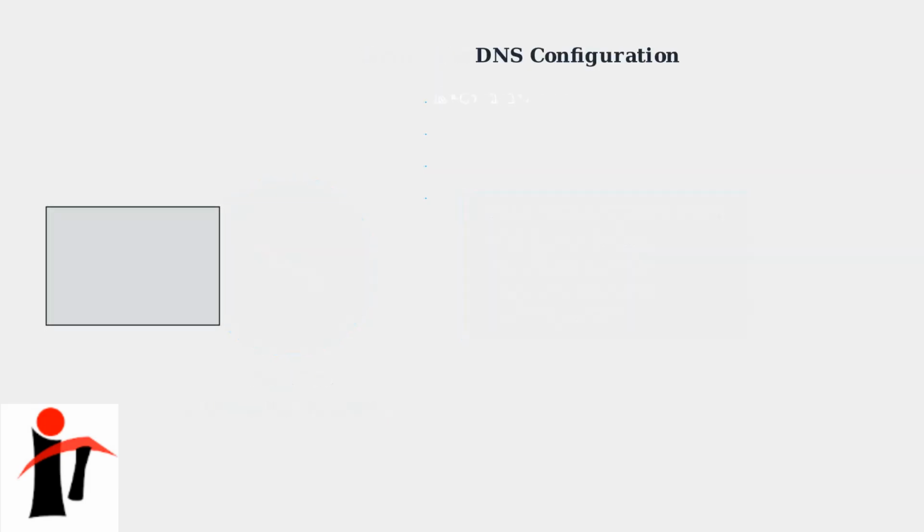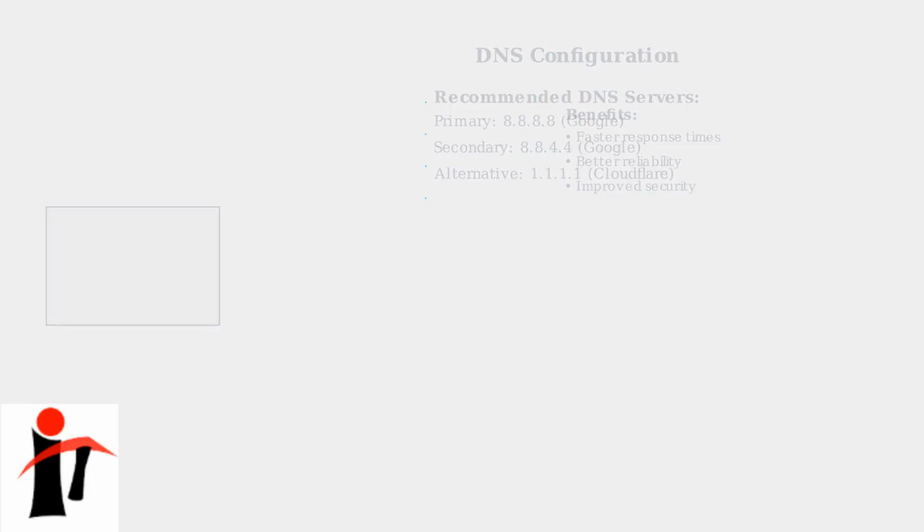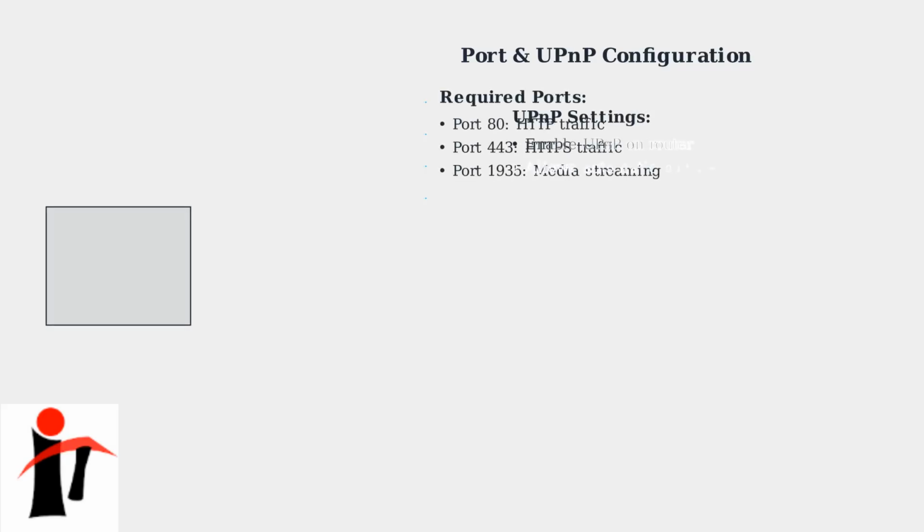For advanced configuration, you can manually set DNS servers for improved performance and reliability. Google's DNS servers at 8.8.8.8 and 1.1.1.1 are highly recommended for better connectivity. Ensure that essential ports 80, 443, and 1935 are open on your router for proper streaming functionality. Enable UPnP if available, as this allows automatic port forwarding for media services.